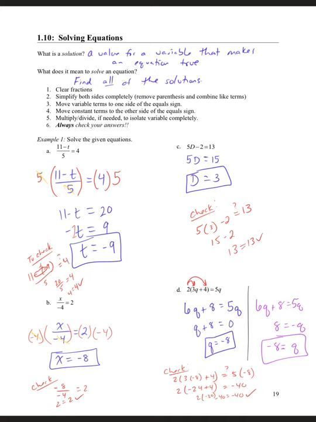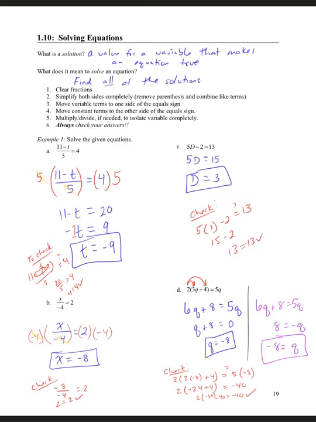In letter D here, well, there aren't any fractions to clear, but it says simplify both sides, remove parentheses. Since we cannot add a 3q and 4, we have to distribute. So 2 times 3q is 6q, 2 times 4 is 8, and then we have the 5q.